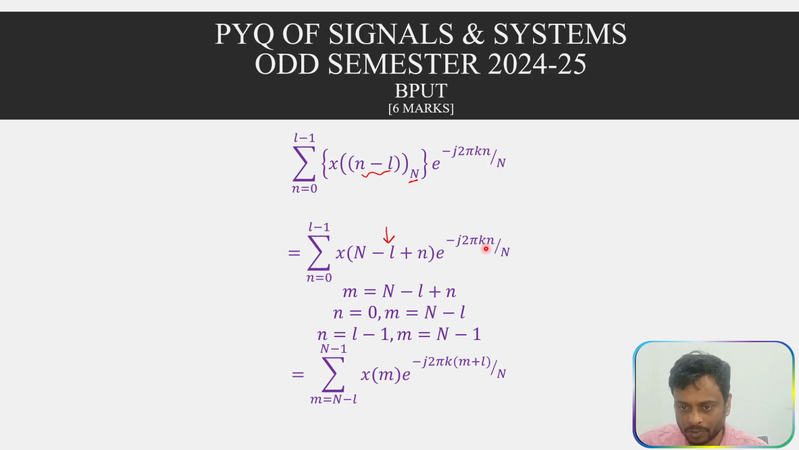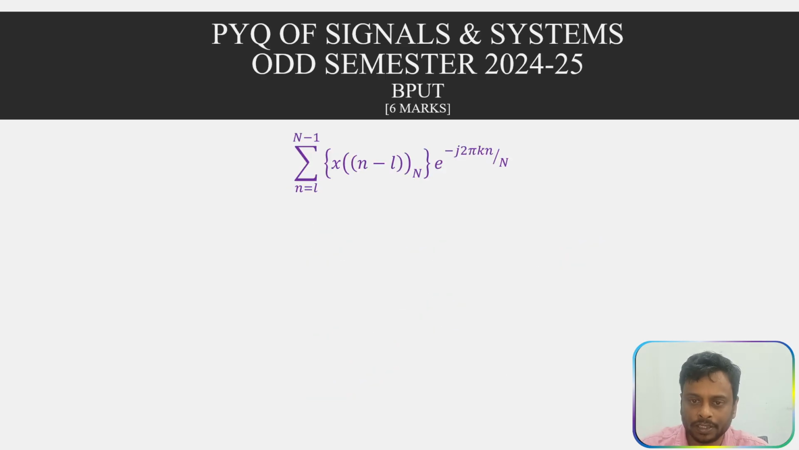Just put a small n equal to 2 pi kn, so in place of small n you can write this one. Now it will be, because this will be cancelled out, I think. That is why it is written over here. So small n we can write as m minus n plus l. This is the small n. So n and n you can cancel out. That is why it is written as e to the power minus j 2 pi k (m plus l) divided by n.